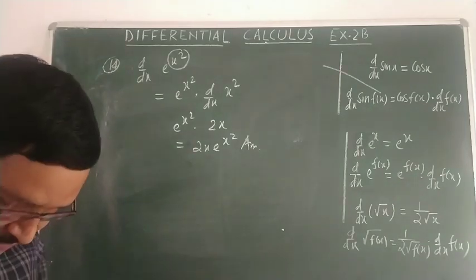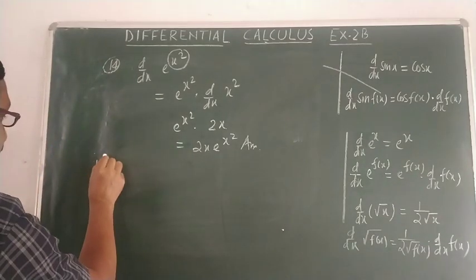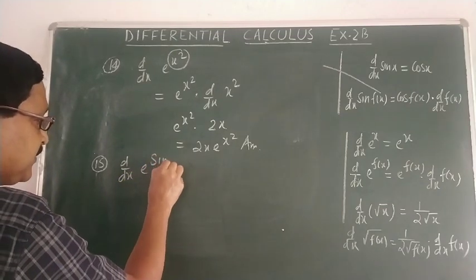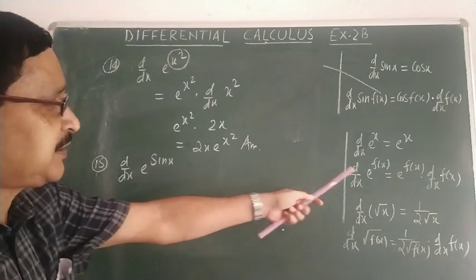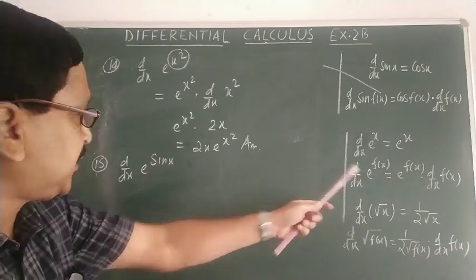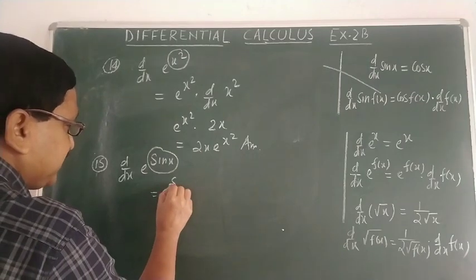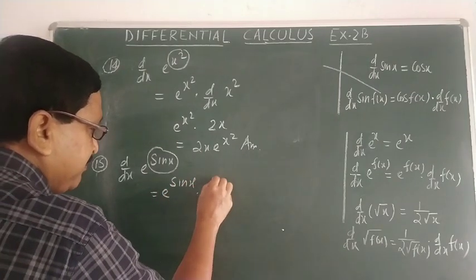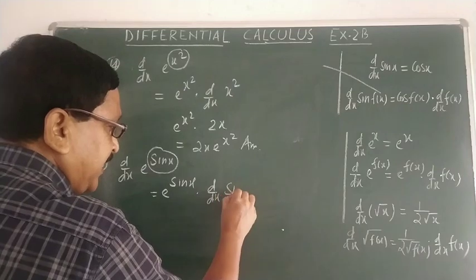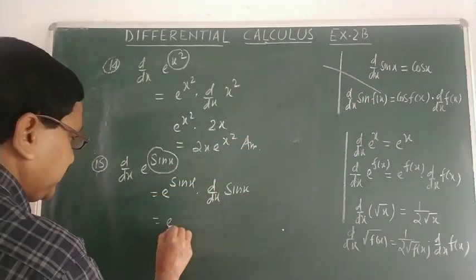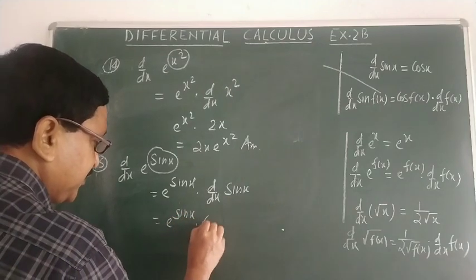Now moving towards another, question 15, d by dx of e to the power sin x. Now students, again the same formula will come in action. e to the power f(x), this is your f(x). So this is e to the power f(x) itself into d by dx of this sin x, and d by dx of sin x is cos x. So this is e to the power sin x into cos x.